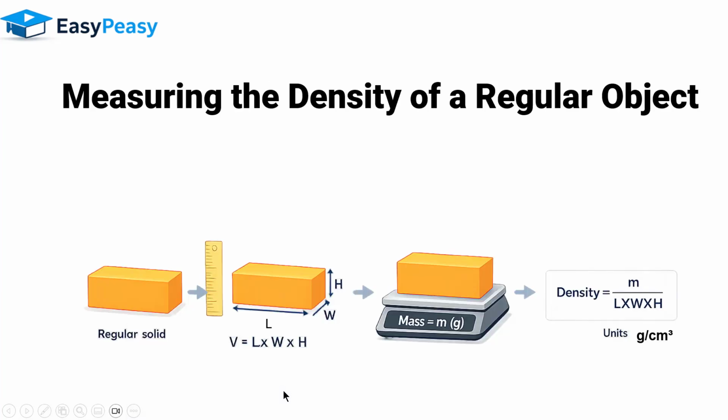Now, let's measure the density of a regular object. A regular object is an object which we can measure by using a scale. So, this is a regular object we have. And this regular object has length, width, and height. If we need to find the volume, we just need to multiply length with the width with the height and get the volume. And for mass, we just put it on the weighing machine and get the mass. Then put the values in the density formula and you will get the answer.